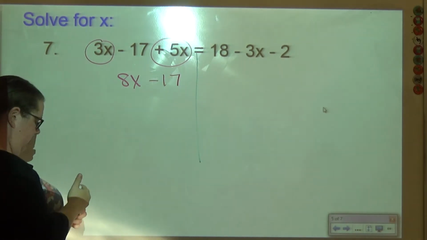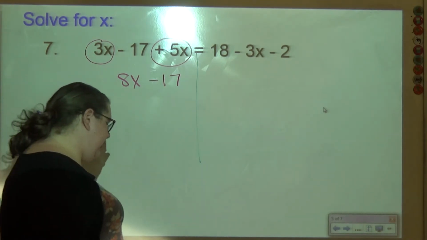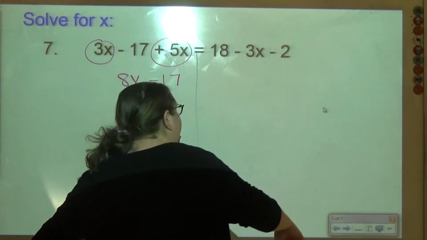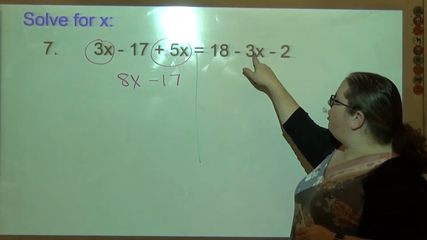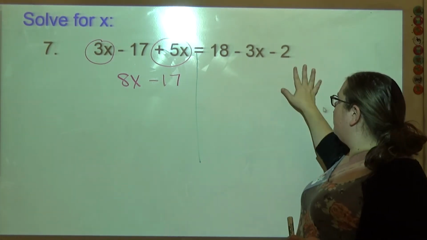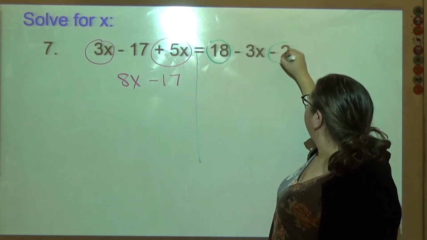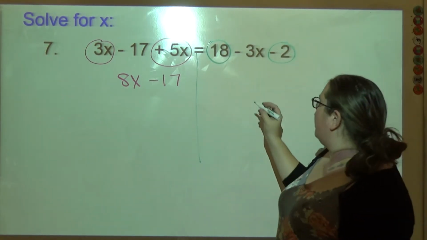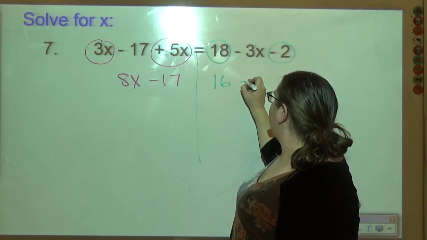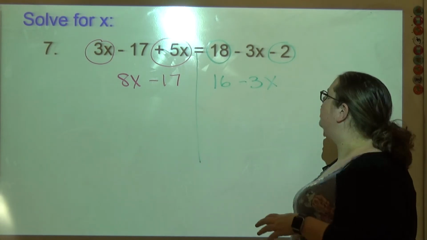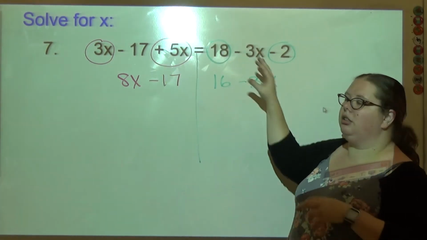So bringing it down. On this other side, the 3x only is 3x, so it's going to stay. But I have my positive 18 and my negative 2. Put those together, 16 minus 3x. So again, you can only combine stuff on the same side.